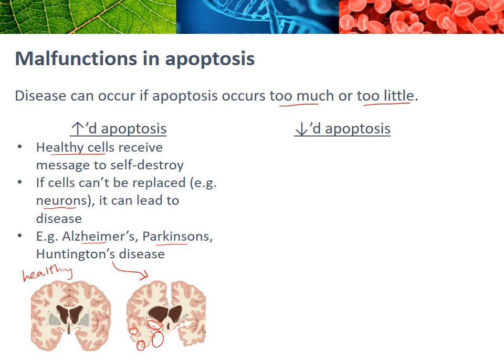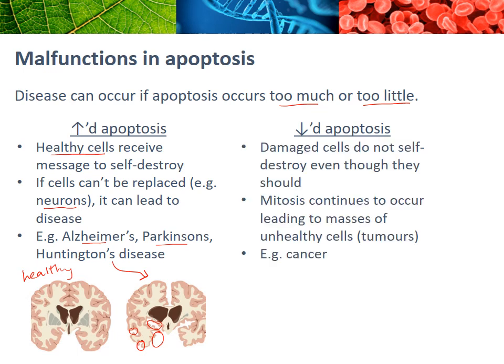On the other hand, if we don't have enough apoptosis, that is also extremely serious, because what happens is we might have cells that are damaged, and that happens quite regularly, that DNA might malfunction and a cell would then destroy itself. But if that cell doesn't get the signal to destroy, even though it should, it won't be destroyed.